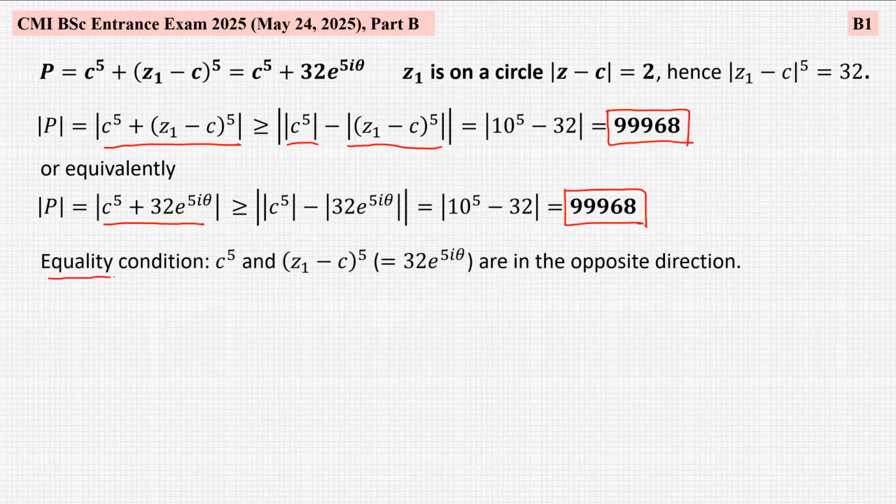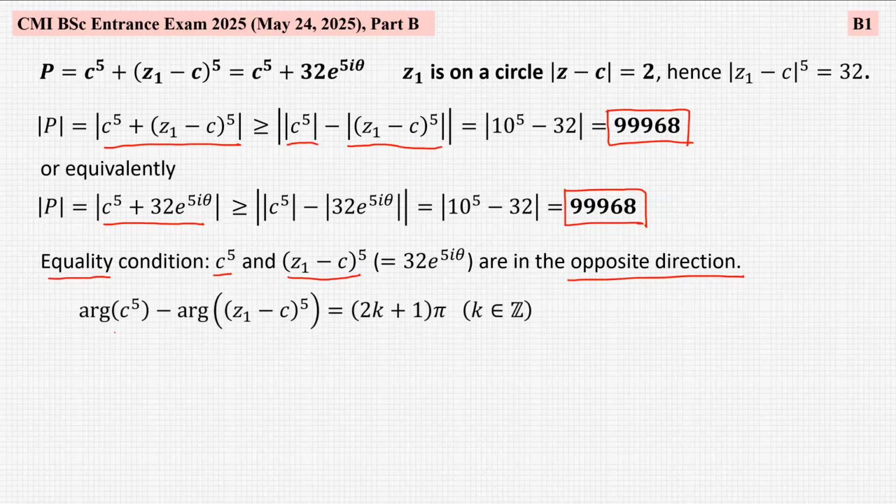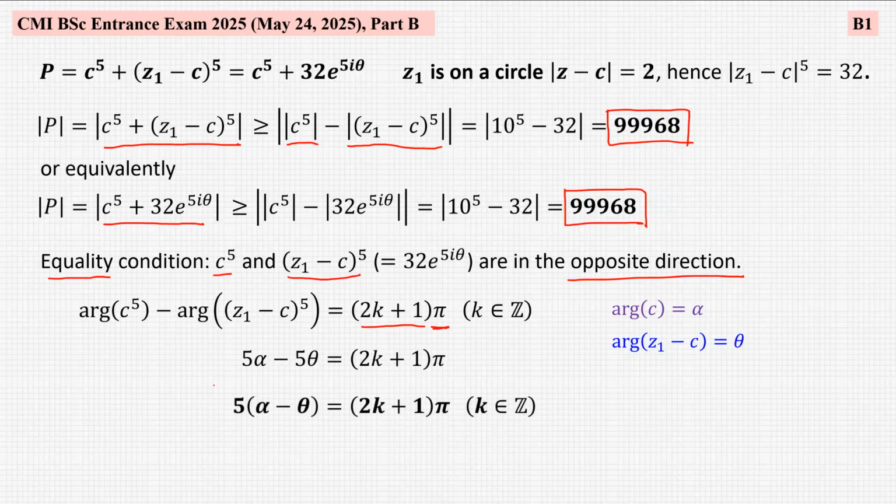The equality condition is that c to the 5th power and z1 minus c to the 5th power are in the opposite direction, meaning that the difference between argument of c to the 5th power and argument of z1 minus c to the 5th power is equal to odd number multiples of pi. So using these arguments, we have 5 alpha minus 5 theta equals 2k plus 1 times pi, so we arrive at the same condition we obtained before.